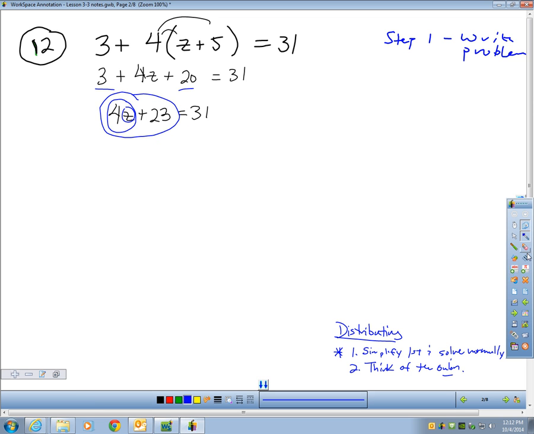I got to get rid of plus 23 obviously first. Let me just undraw my onion. I have to get rid of 23. I'm going to subtract 23 from each side. And when I do that, I'll get 4z on the left and 8 on the right.